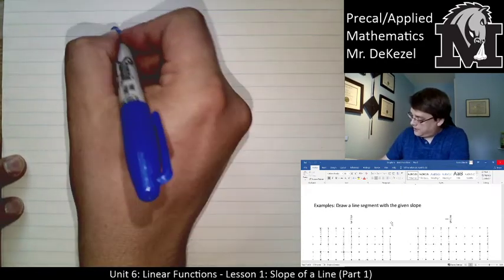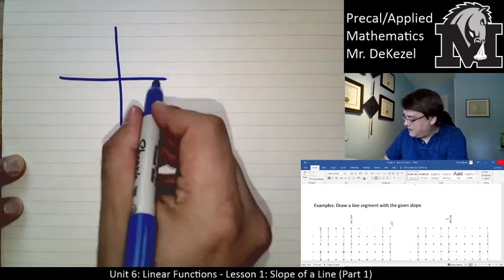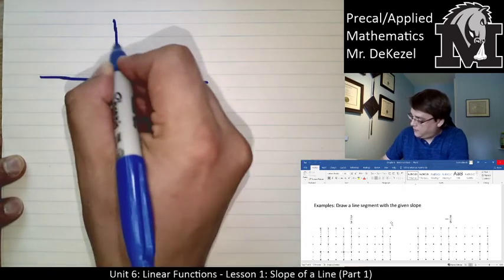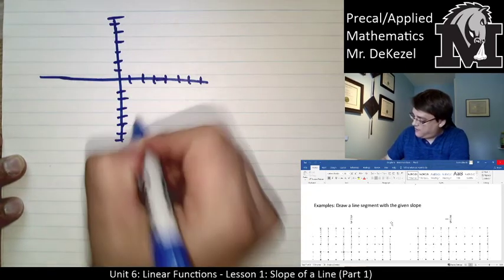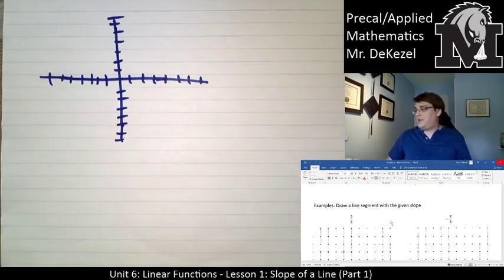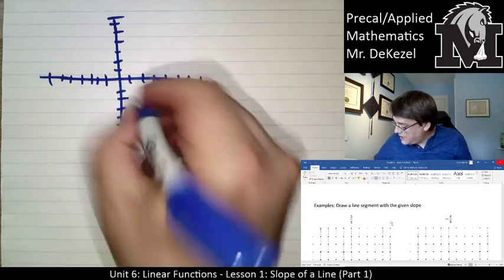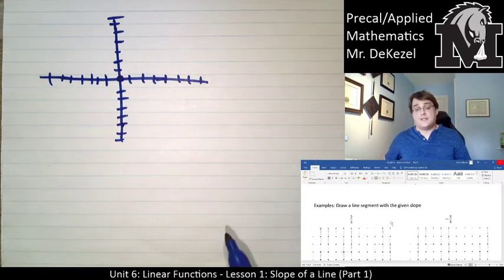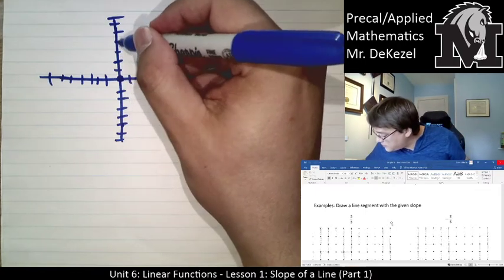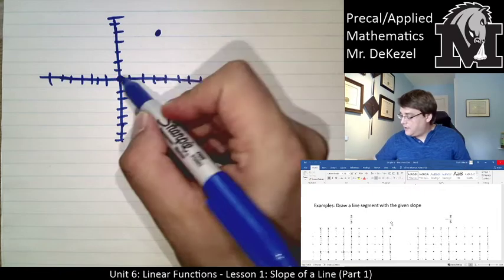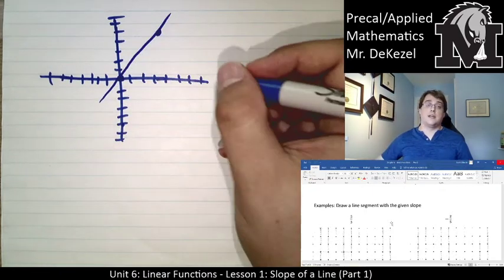I'll draw a graph quickly first. I'm not going to label any lines, but each dash is going to equal 1. So 1, 2, 3, 4, 5, 6, 7. Now, if we have a line segment with the slope of 5 over 3, let's just choose a point. Let's start at the origin. Okay, so I've chosen (0, 0) as the first point, and the rise is 5, the run is 3. So I'm going to count 1, 2, 3, 4, 5, and go over 1, 2, 3. So I'm going to have a point here. That means that my line is going to look something like that.